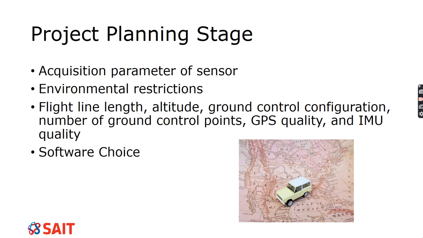Then also everything about the flight. So knowing how long your flight lines are, your altitude, your ground control configuration, the number of ground control points you have, GPS quality and the IMU quality. You need to know all of that before you get out there. Obviously the GPS and IMU are kind of separate packages to the laser scanner, so you do have to make sure you manage that. As well as the differential GPS, you have to know those baselines, right? So that's another important part.